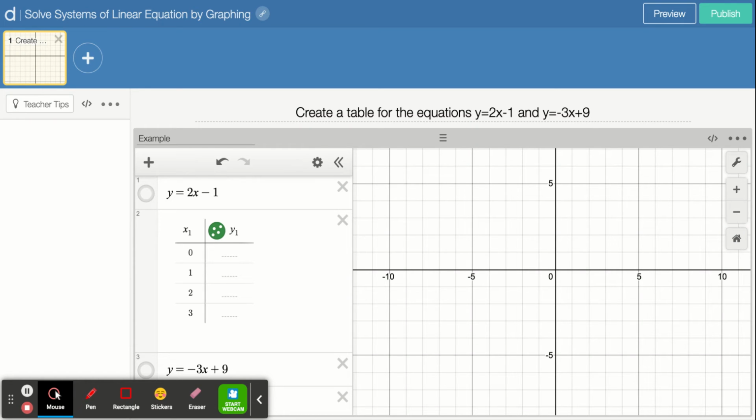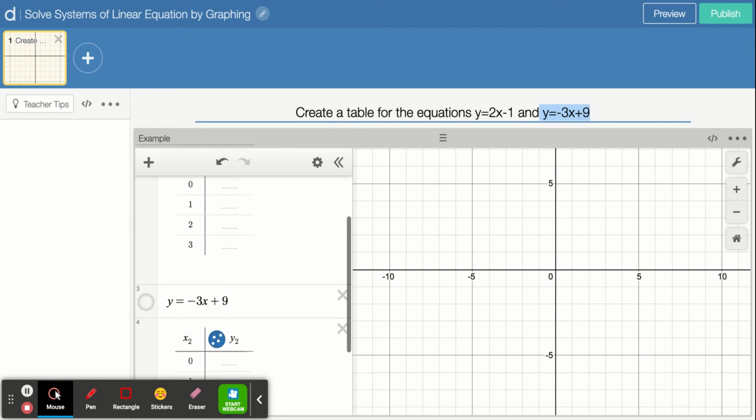In today's lesson, we're going to be working on creating graphs out of our systems of linear equations. So again, the first step that we are going to be taking in creating these graphs is to first identify each of our equations. This first one, y equals 2x minus 1, and our second one, y equals negative 3x plus 9.